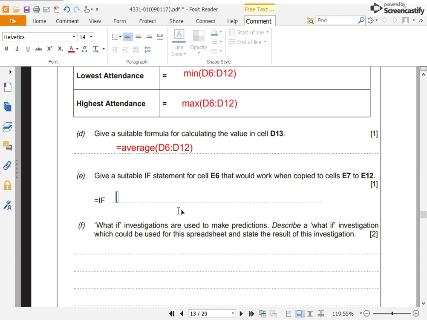Now, if formulas, this baffles people. I know it's easy for me to say, but it really, really doesn't have to be complicated. I just think you need to take some time to have a little look at them. So, give a suitable if statement for cell E6 that would work when copied into E7 to E12. Now that's telling me that we need to use the dollar sign, the absolute reference, if we always want to stick it to a certain cell.